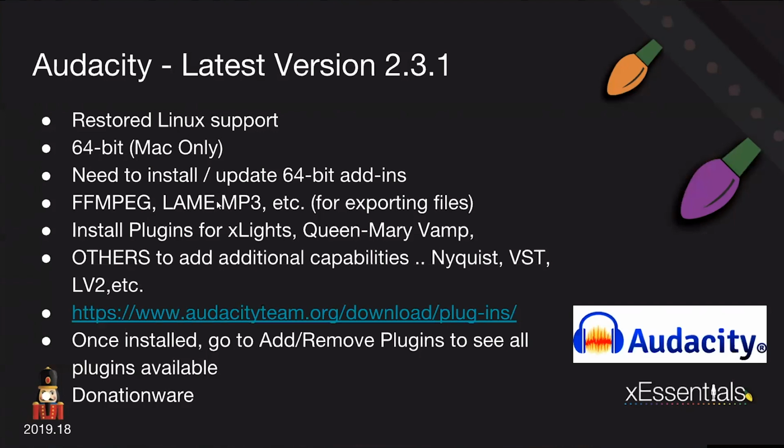From an xLights perspective, we use the Queen Mary Vamp plugins, which all of you are familiar with. So we've got the beats, the bars, those types of effects. It gives you the basic effects you need, and most people can run with those. There are others: there's Nyquist, VST, and LV2, which was originally based on Linux. You can go to the audacityteam.org website and download these other plugins there as well. Then we'll walk through the different plugins and how you would install them.